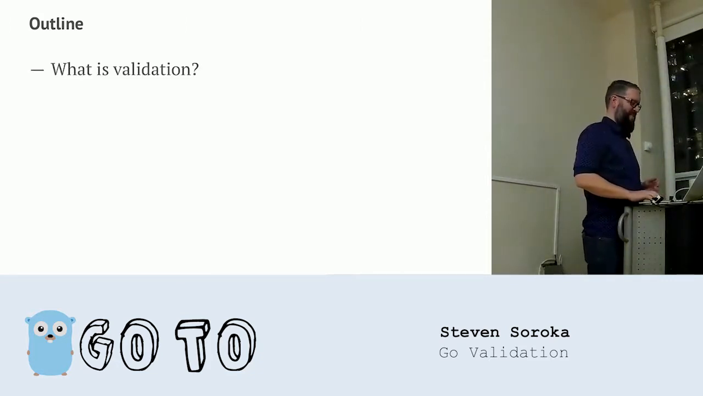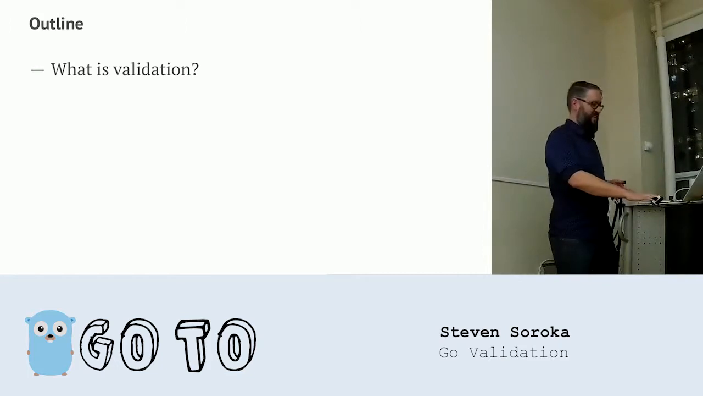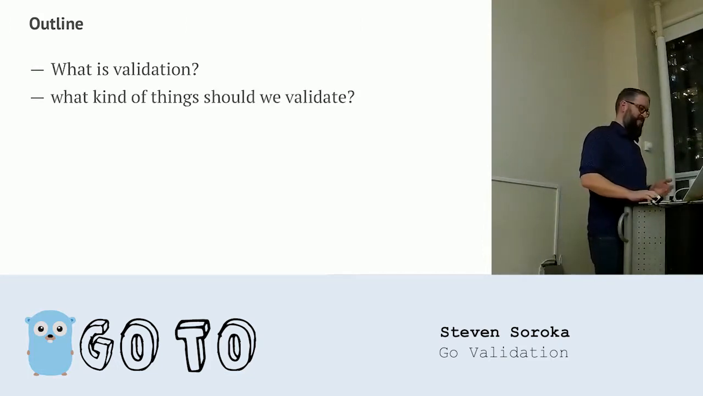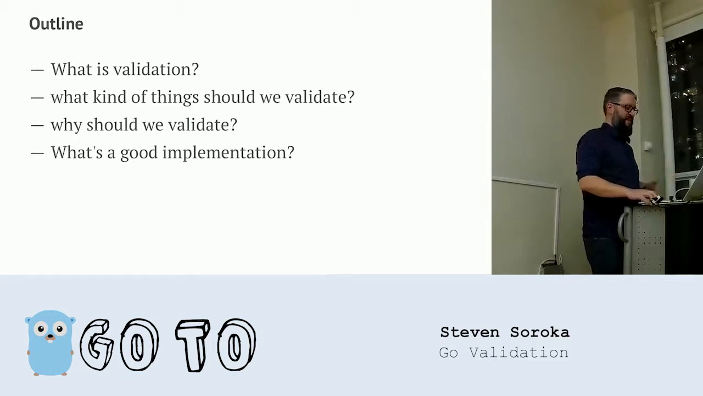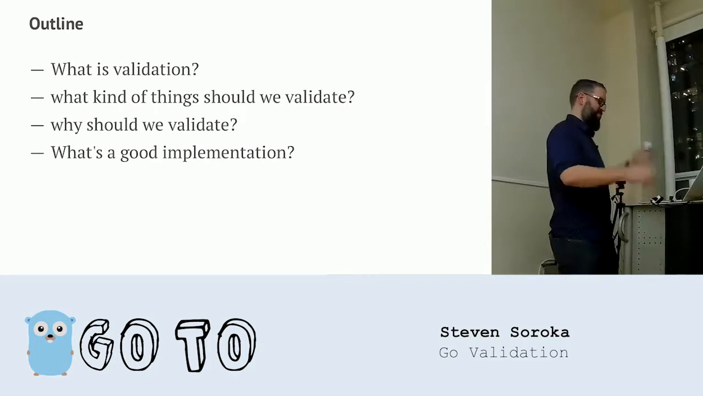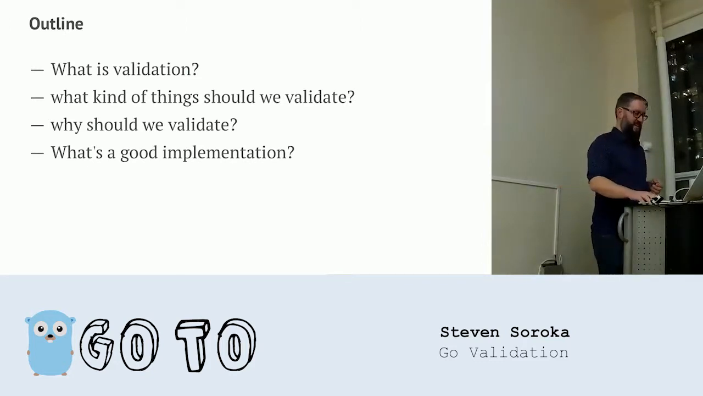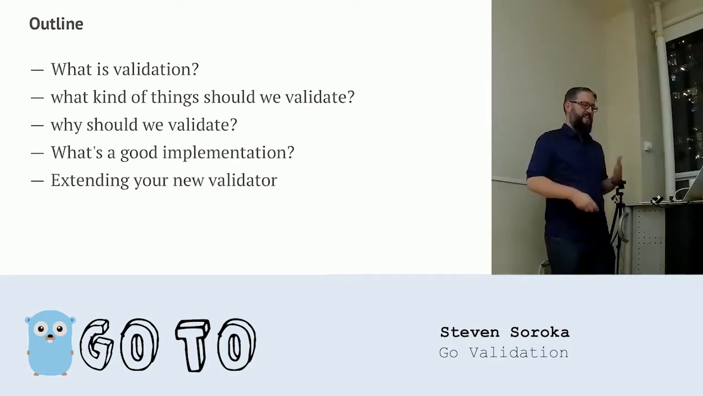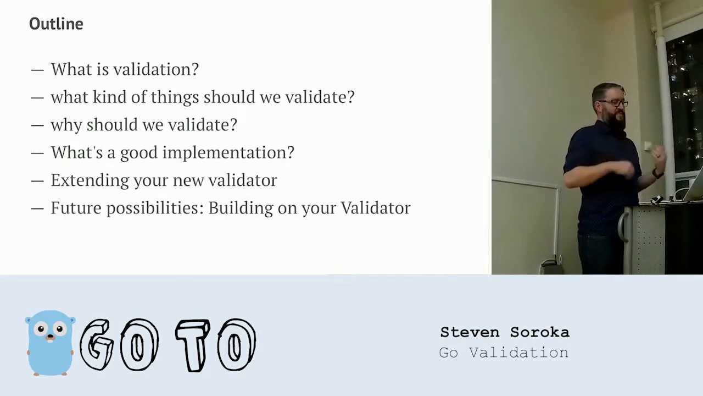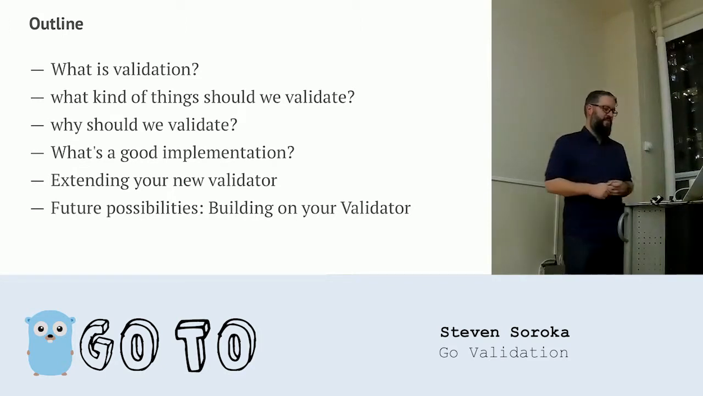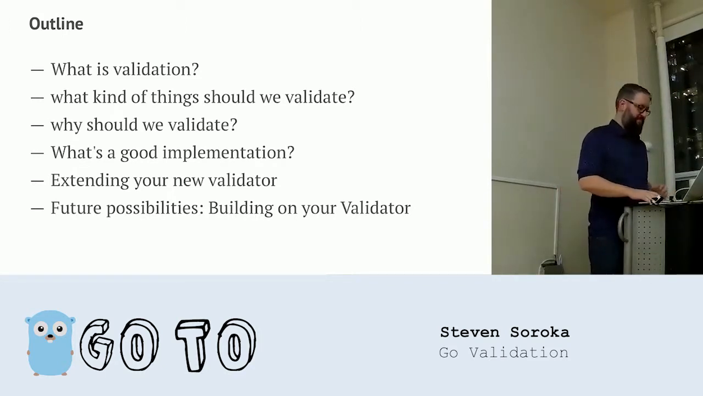With that in mind, I'm going to talk about what is validation, what kind of things should we validate, why should we validate things, what are good implementations for validation libraries, for some definition of good, extending your validator, and going down this route, what can you build on top of this, and what future options do you have?